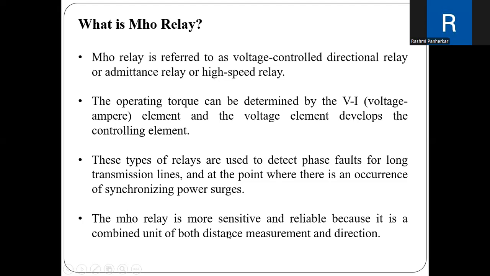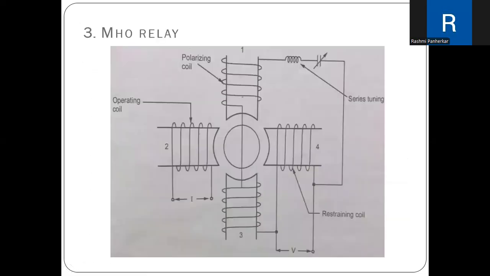So the Mho relay is more sensitive and reliable because it is a combined unit of both distance measurement and direction. This is the simple diagram for the Mho relay. It is again similar to the impedance relay. The impedance relay is not normally used because it needs a separate directional unit, and in this relay there is no separate directional unit. So this type of relay is normally used.